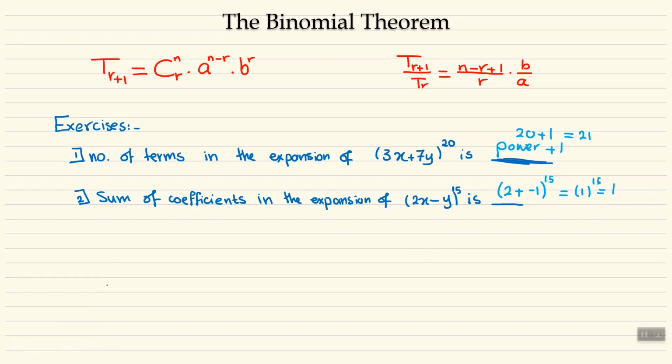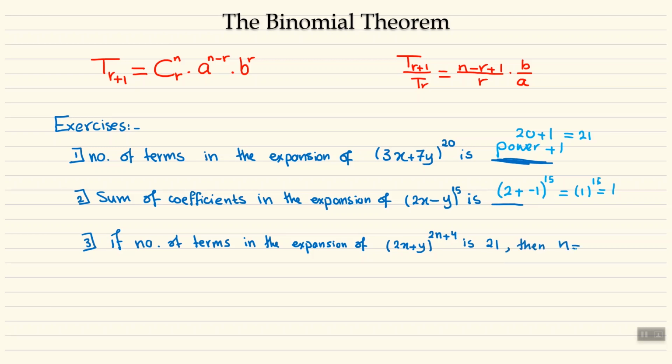Okay, let's see a third one. For example, number 3. Let's say that if the number of terms in the expansion of (2x plus y) to the power of 2n plus 4 is 21, then n equals dash. This question is like question 1, but in a reversed manner. We don't want to know the number of terms. We have the number of terms. The number of terms is 21. We want to know the power.